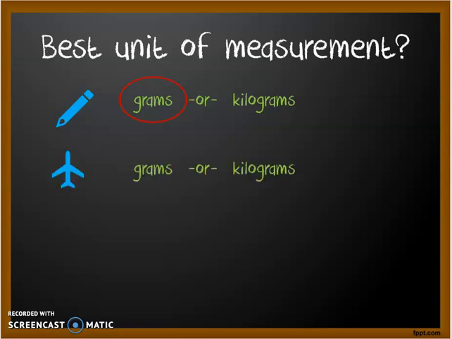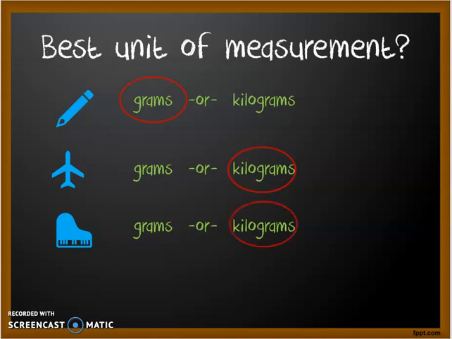What about an airplane? Hopefully you're thinking kilograms are a better unit of measurement for something like an airplane, which is a very large item. Let's try another one. A piano. Grams or kilograms? I think kilograms make more sense. Piano is large. Kilograms are the bigger unit, so let's go with kilograms. Let's try one more. What about a caterpillar? Grams or kilograms?